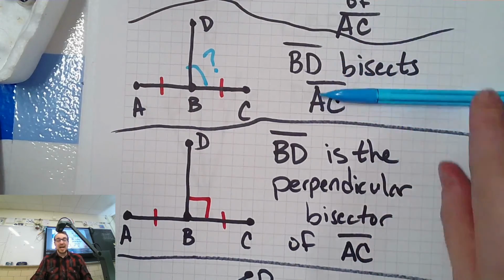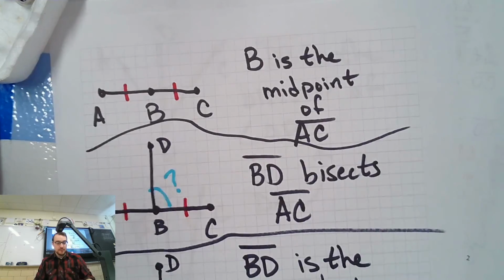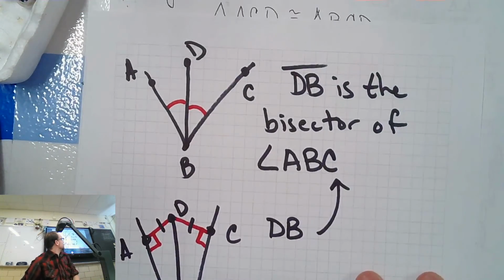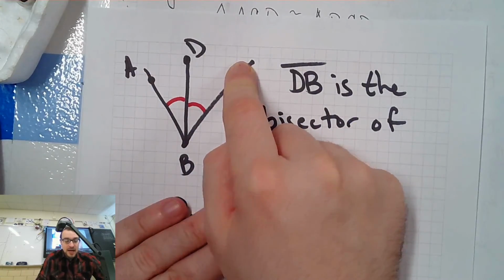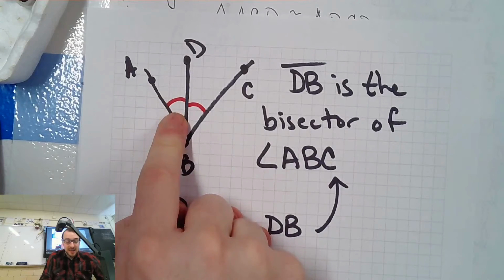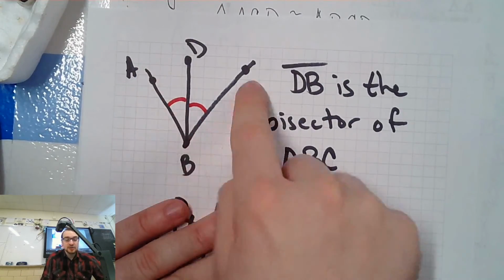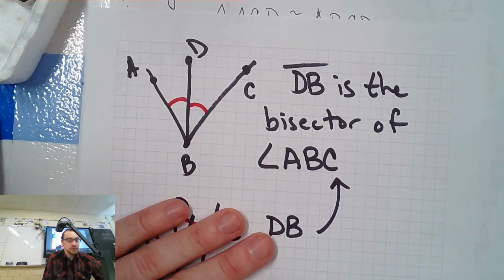Now, not only can we bisect segments, but we can also bisect angles. We can cut angles in half. So in this case, by definition, DB is the bisector of angle ABC. So here's ABC, it's an angle, and I put DB in it such that the angles are equal on either side, which means DB is a bisector. It cut the angle into two equal pieces. Are we cool with that idea? Same thing as segments, just with angles.